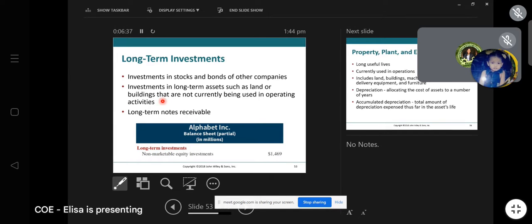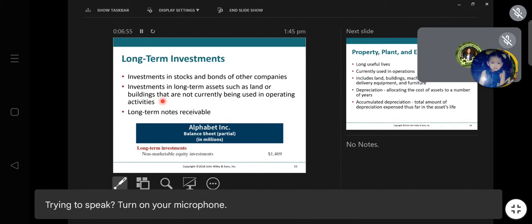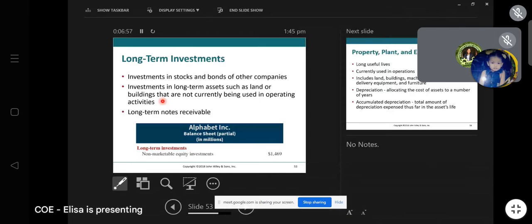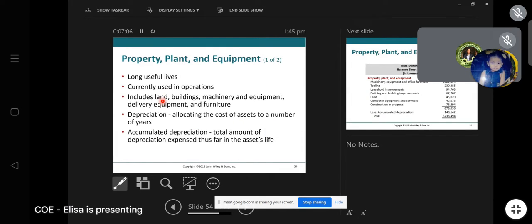What we put under property, plant and equipment are land, buildings or equipment that are used in operations. Otherwise, if you buy land or a building for investment purposes, that should not be its classification. Also included are long-term notes receivable, which are collectible beyond 1 year. Then PPE: these have long useful lives and are currently used in operation.